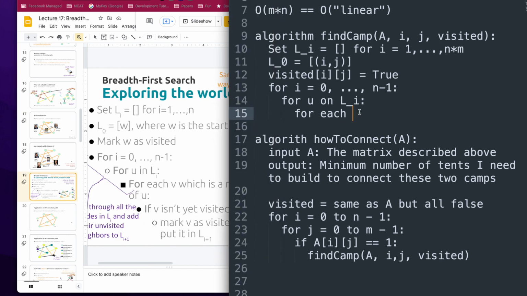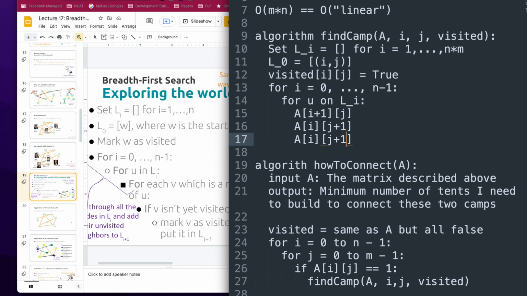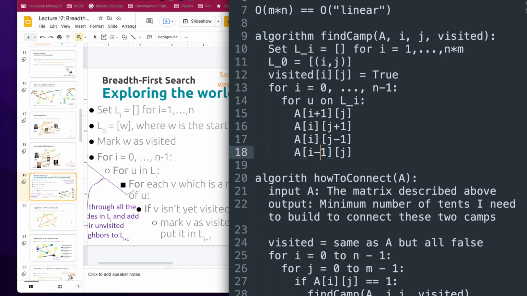So what's considered a neighbor, right? There's actually 4 possibilities for neighbors. You can either be a[i plus 1][j], you can be a[i][j plus 1], or you can be a[i][j minus 1], or you can be a[i minus 1][j]. So those are the 4 possible neighbors. And we're going to say you're a neighbor if there's a tent that's also there, right? So if a[i][j] equals 1. So this is actually just hard coding all the 4 neighbors that are possible.